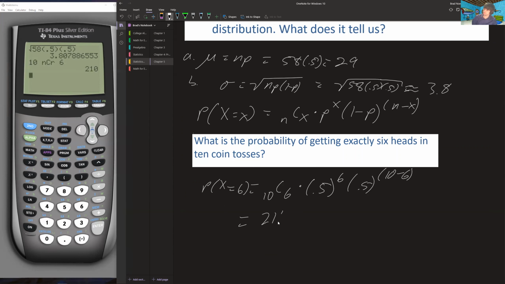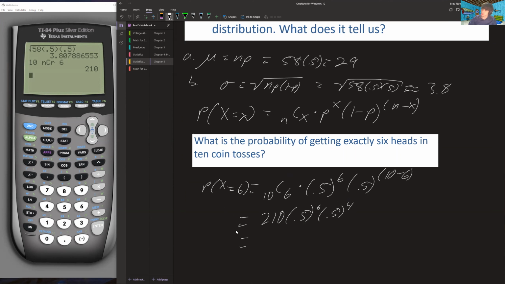Which is 210 times 0.5 to the 6th times 0.5 to the 4th. Incidentally, if you want this equation to make sense to you, it will be this to however many you're looking for, and then 1 minus this to whatever you need to add to this to get to this. Okay. So 6 plus 4 is 10.